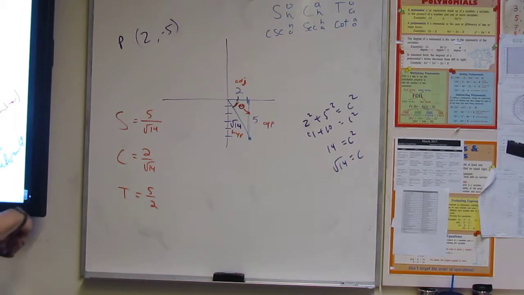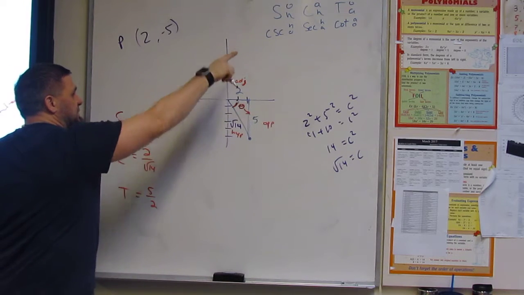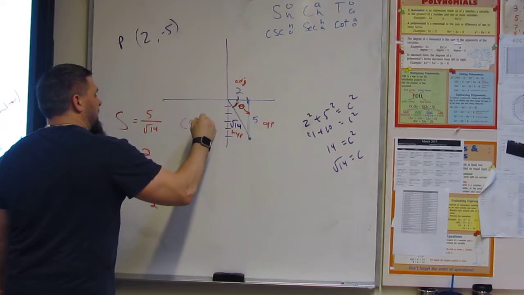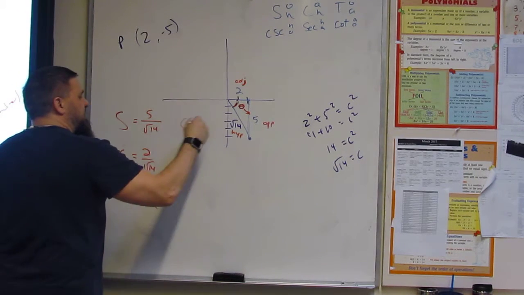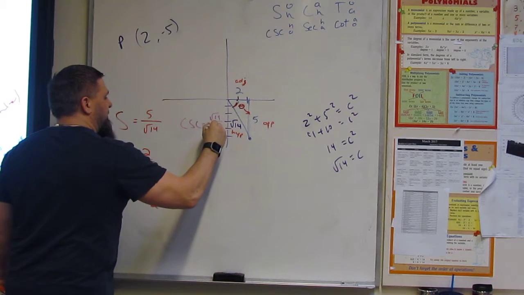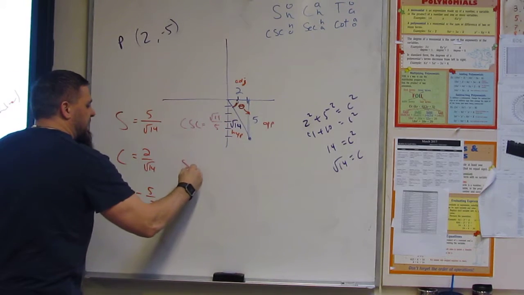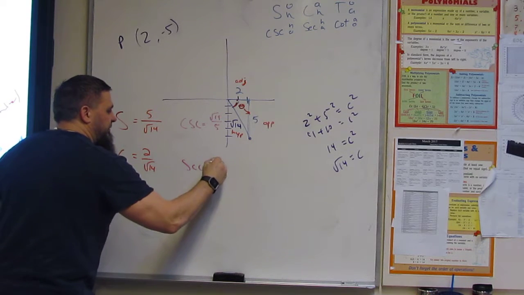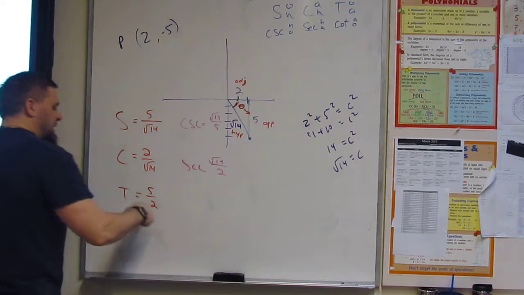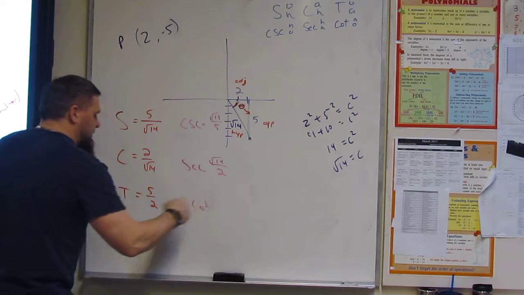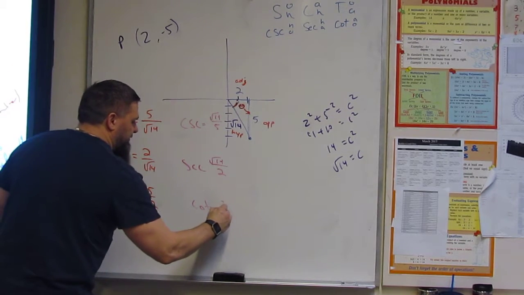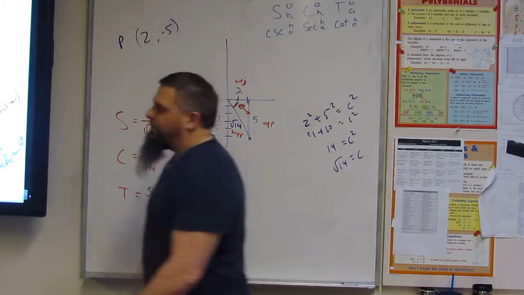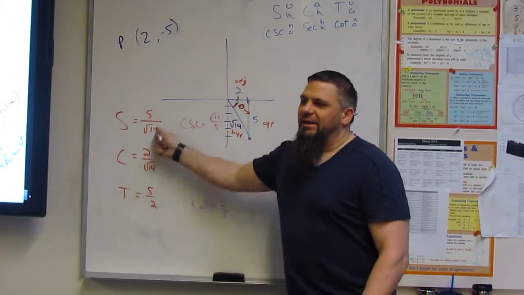And then you have what? Cosecant, right? So cosecant is going to equal the reciprocal of that, so the square root of 14 over 5. Secant is going to equal the reciprocal of this, which is square root of 14 over 2. And then cotangent is going to equal the reciprocal of this, which is 2 over 5. Now the only ones we really have to worry about are these guys, right?